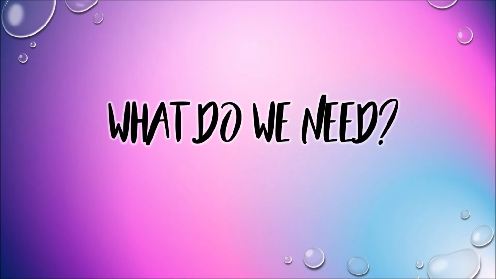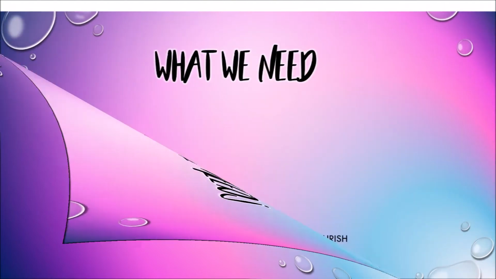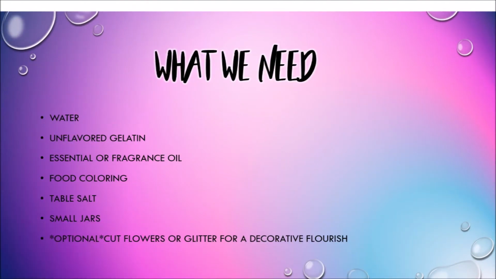Okay, we've discussed how unflavored gelatin is a polymer and why we need it for today's project. But what else do we need? We'll be needing water, essential or fragrance oil, food coloring, table salt, small jars, and as an optional part, you can use cut flowers or glitter for a decorative flourish.